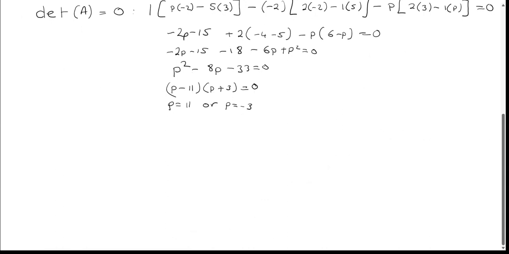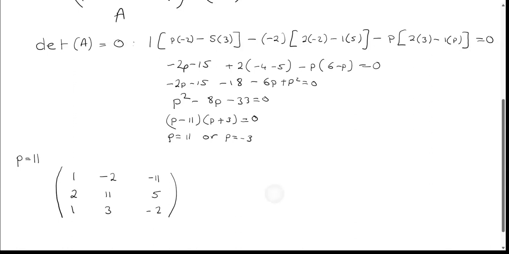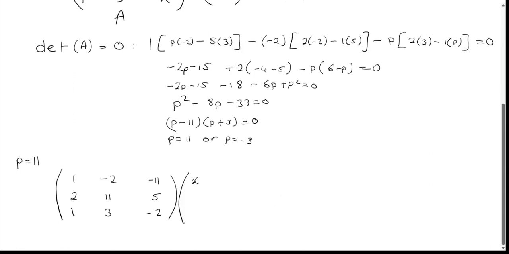So we have to consider p equals 11 and p equals -3. Let's consider p equals 11 first of all, and then we've got to work out the geometric configuration of the planes. So if we rewrite our plane with p as 11, we get the rows (1, -2, -11), (2, 11, 5), and (1, 3, -2), multiplied by x, y, z, to then give us -2, p which was 11, and -p which is -11.